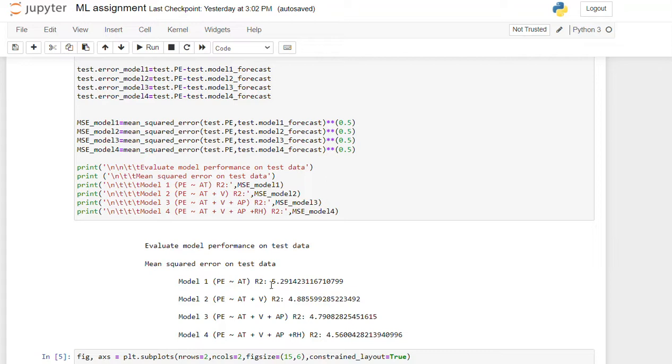As you can see, the first model has 5.29 as mean squared error, and the error slightly decreases for model 2, which uses exhaust vacuum, and remains more or less the same for the third one with ambient pressure, but seems to go down quite a bit for the one where we take all four of them, which is relative humidity, temperature, vacuum, and ambient pressure.